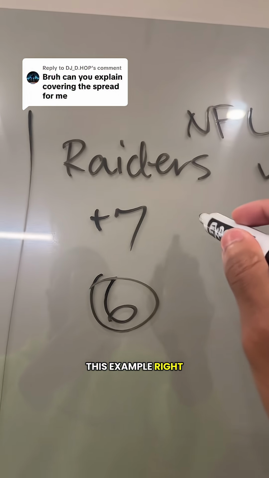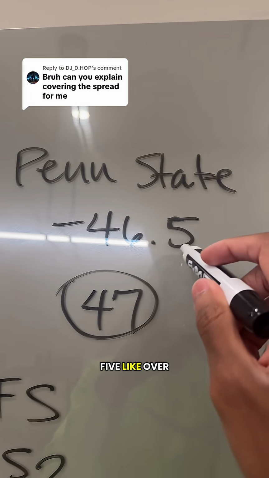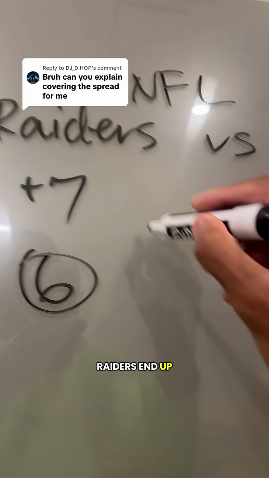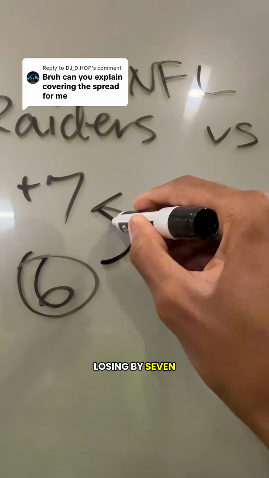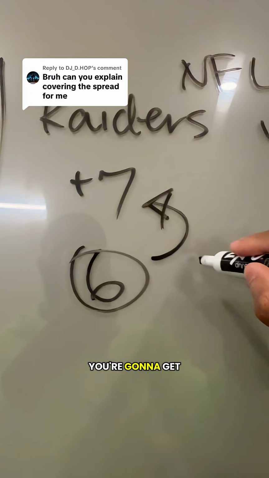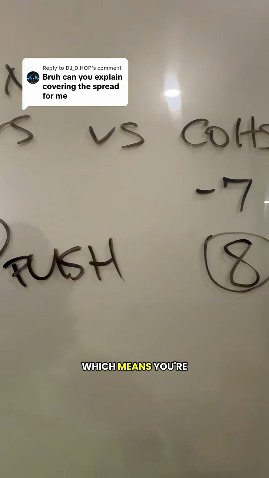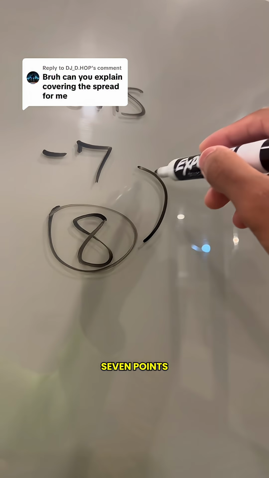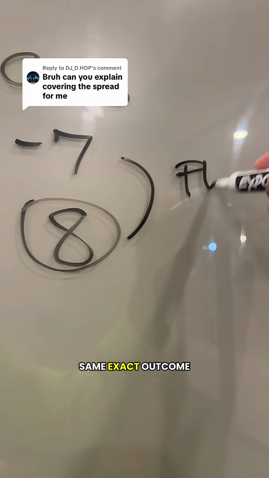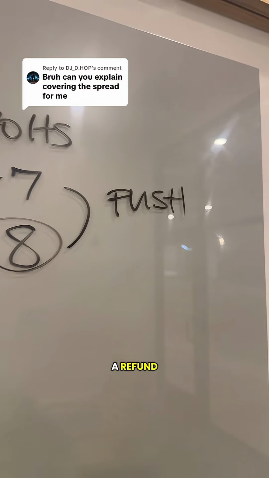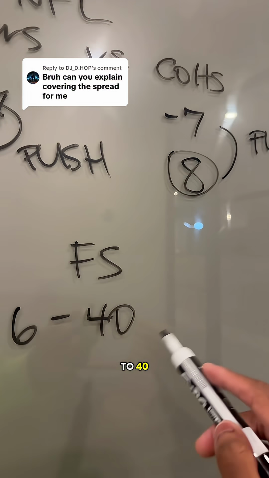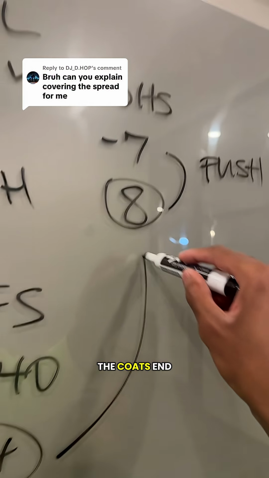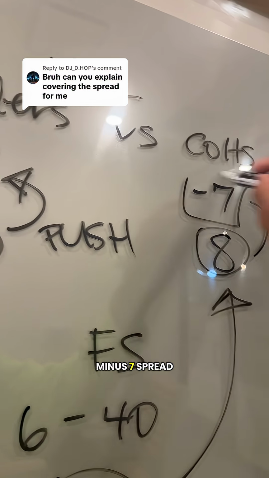Notice how with this example right here, there's no 0.5 like over here, right? So in a situation right here, let's say the Raiders end up losing by 7 points, okay? If they lose by 7 points, you're gonna get what's called a push, which means you're getting a refund. Over here, let's say the Colts win by only 7 points. That right there, same exact outcome. You're gonna get a push, meaning you're gonna get a refund. Final score in this game right here was 6-40, which is a 34-point win margin, which means that the Colts end up covering this -7 spread.